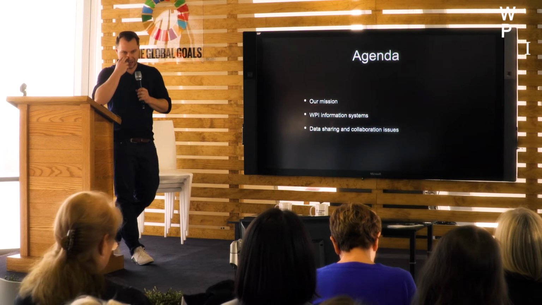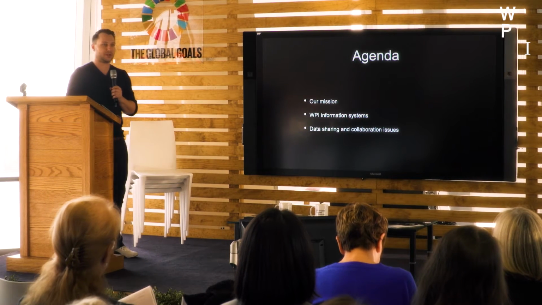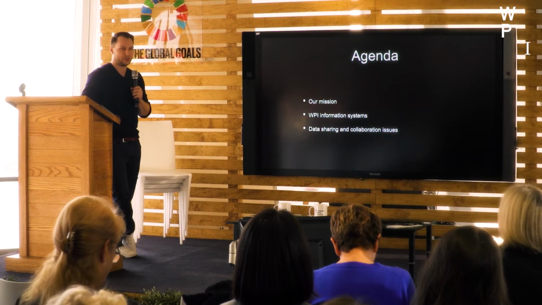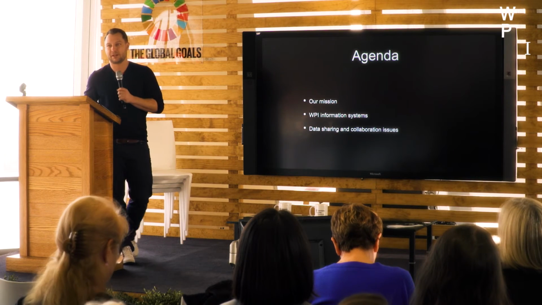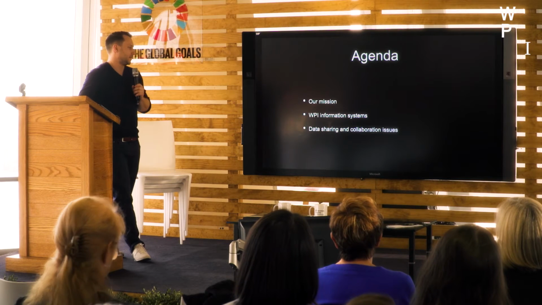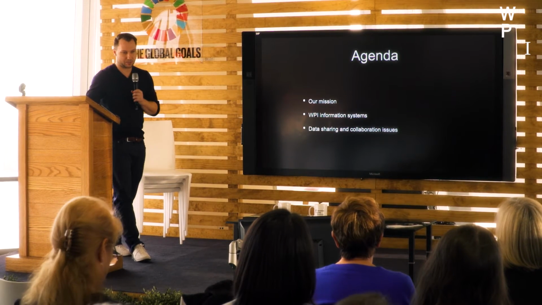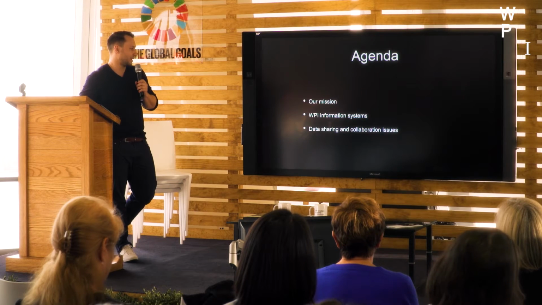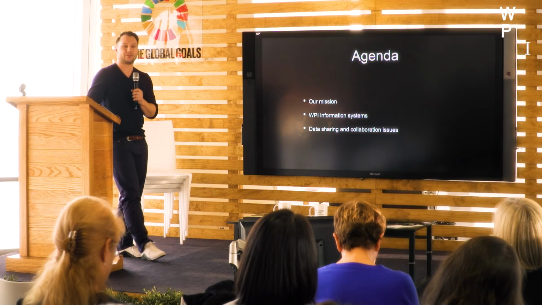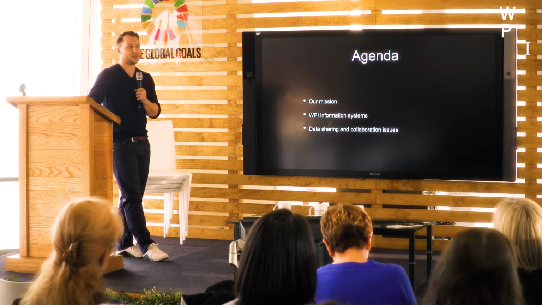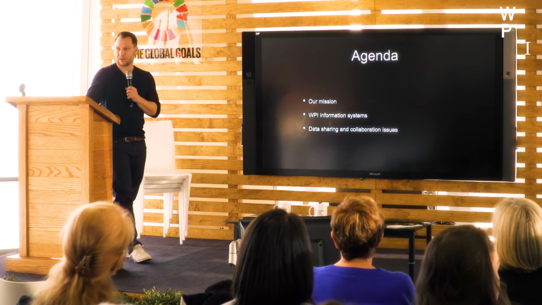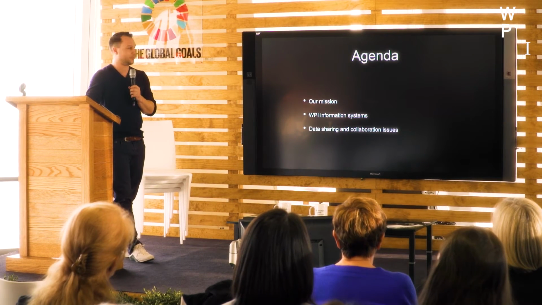The agenda of my presentation has basically three main parts. I want to start talking about the mission of the WPI and why we're doing all of that. Then I want to introduce the information system that we have designed and that we're running inside our organization. And the main part of the presentation should be a discussion about data collaboration and data sharing issues: what are the observations that we have, and what are the ideas that we want to share with the community, how we can improve certain things for the entire community.